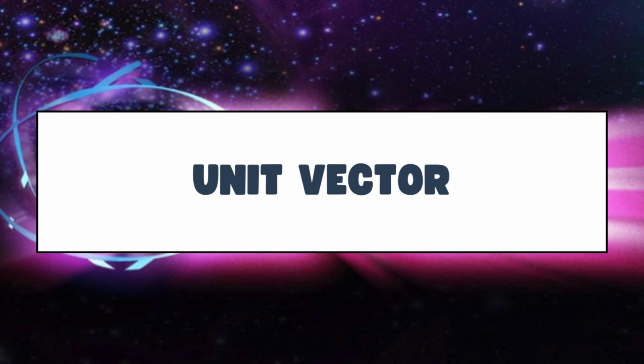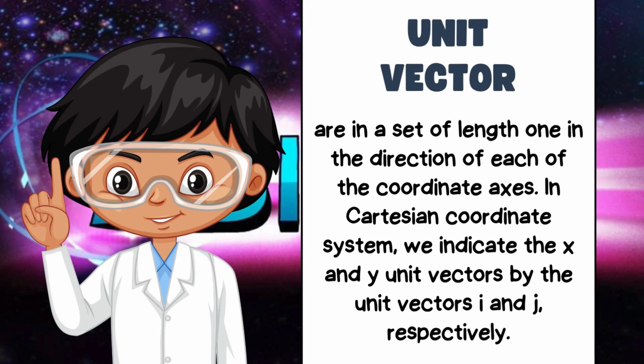Now, let's proceed to the last topic for today. Ito ang unit vector, kung saan ang unit vectors are a set of length 1 in the direction of each of the coordinate axes. Or basically, it's a dimensionless vector of magnitude equal to 1. Kaya nga ito tinawag na unit vector which only means one unit vector. Moreover, the only thing that unit vectors do is to specify the direction.